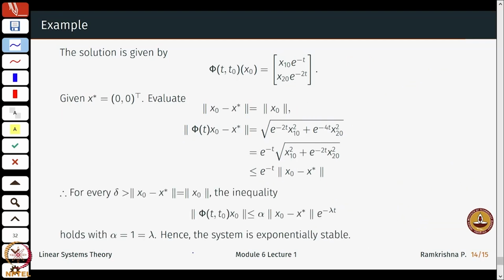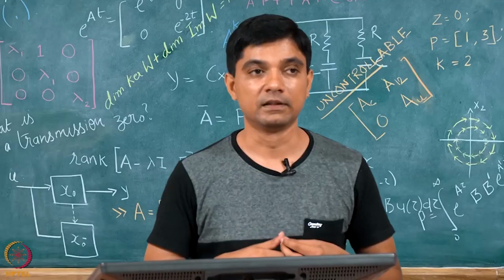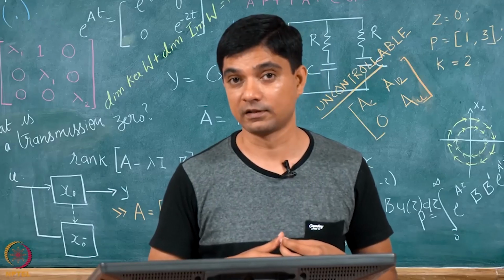I just conclude today by introducing to you the 3 notions of stability: the basic definition of stability, asymptotic stability, which is a stronger version, and something which also tells us the rate of convergence, which is exponential stability.